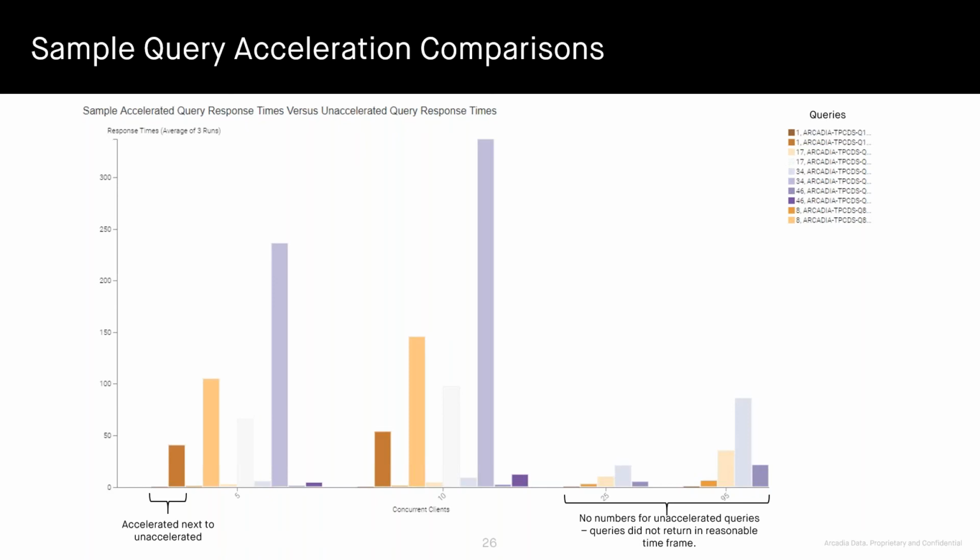And this does not even include the caching capabilities within Arcadia Enterprise. So you can get a further boost from in-memory caching that's being done on top of the data structure-based acceleration.